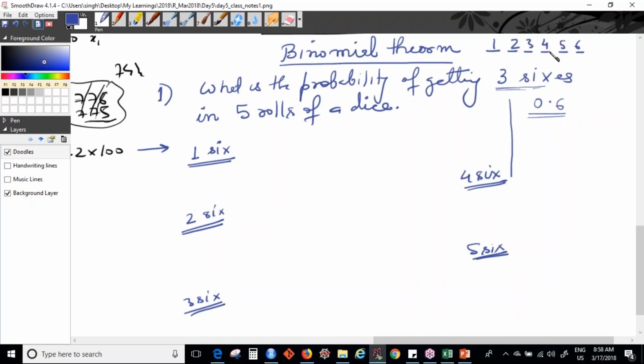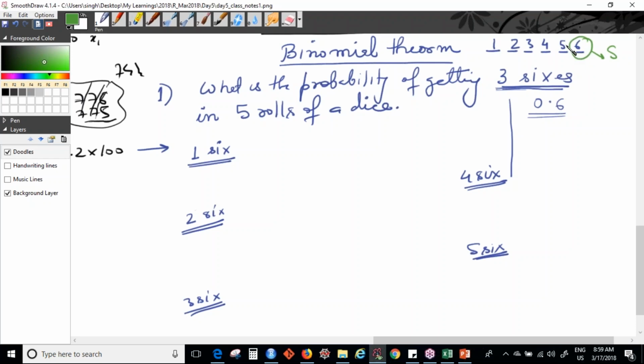These are the numbers that you can get when you roll a dice. You cannot get any number outside of this. Okay, so what are we interested in here? We are interested in sixes, right? So what I will do is I will call getting a 6 a success.